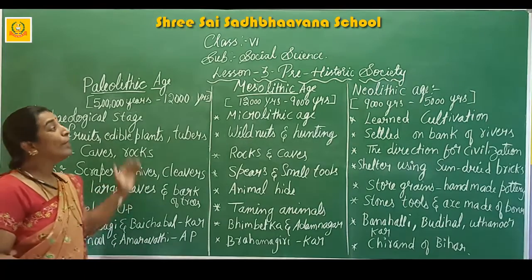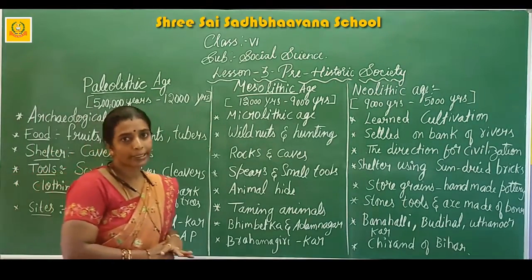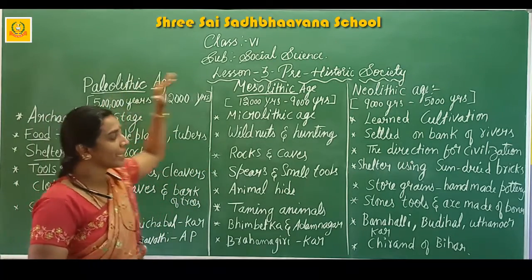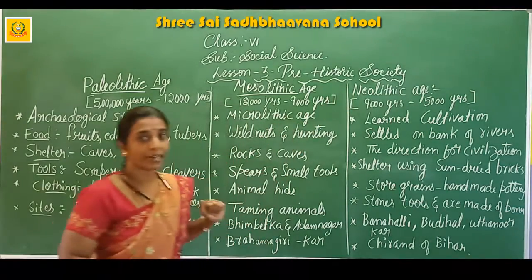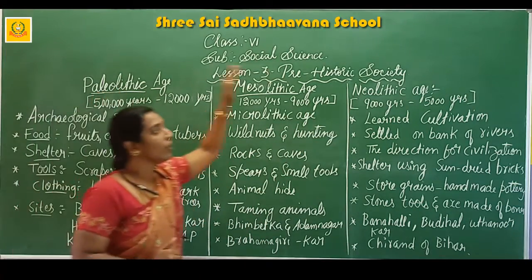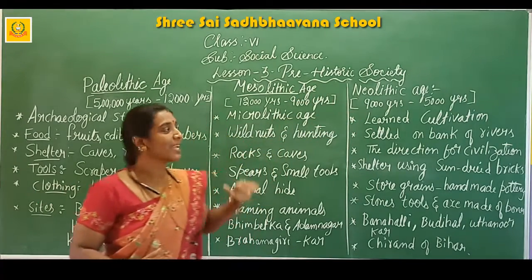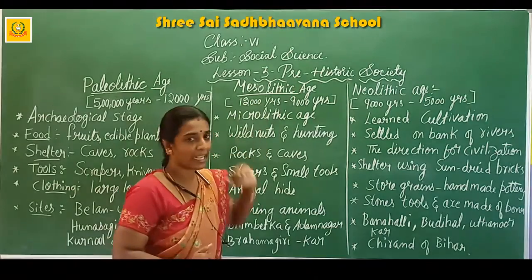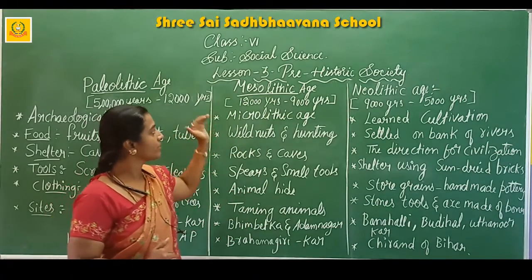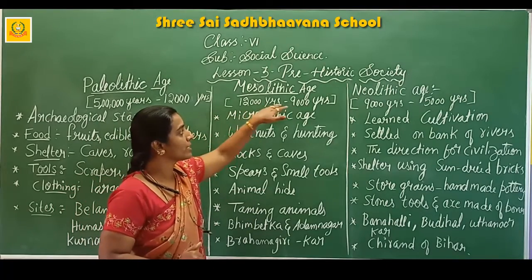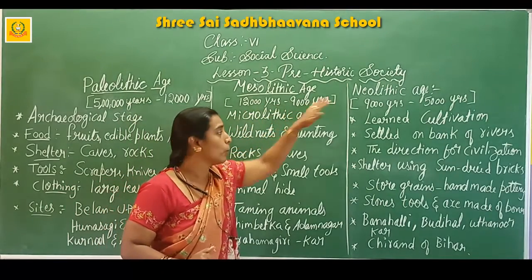Children, let us move on to the next age, that is Mesolithic Age. This age is between Paleolithic Age and Neolithic Age. Again, this age is between Paleolithic and Neolithic Age, so it is in the middle between these two. It is called the Mesolithic Age. This is considered between 12,000 years and 9,000 years ago.